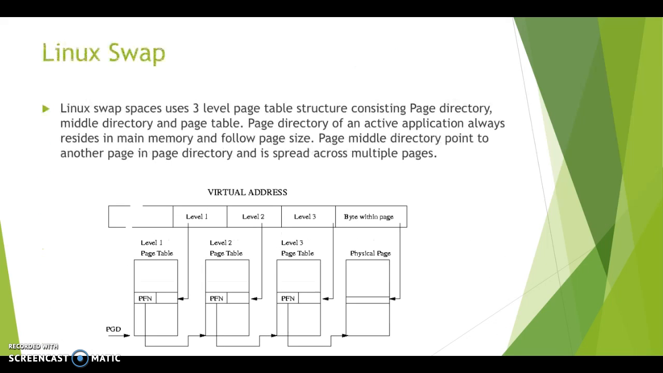Linux swap space uses a three-level page table structure consisting of a page directory, a middle directory, and a page table. The page directory of an active application always resides in main memory and follows the page size. The page middle directory points to another page in the page directory, and it is spread across multiple pages.